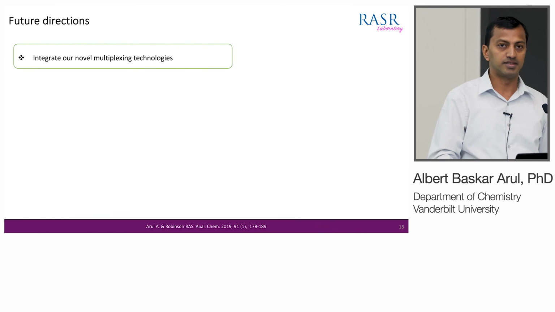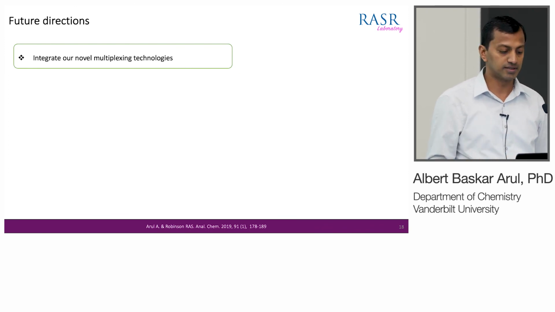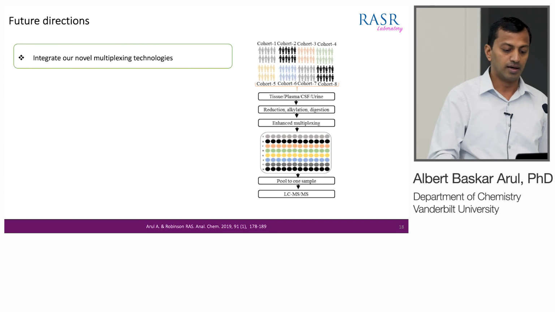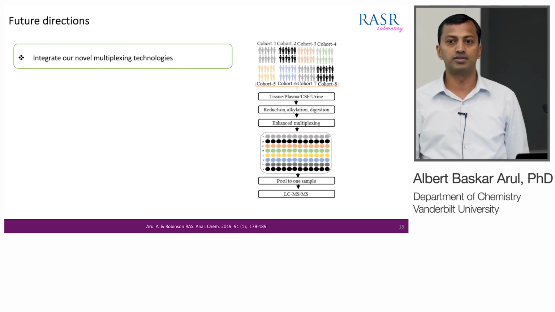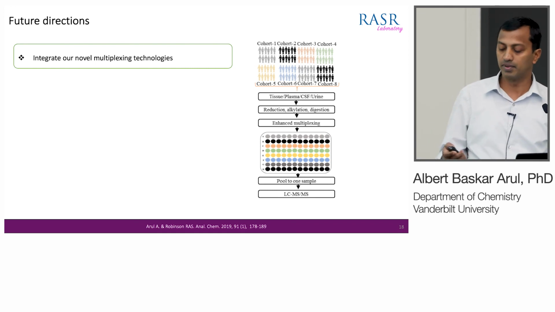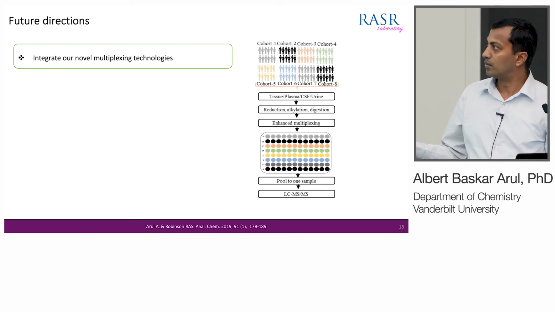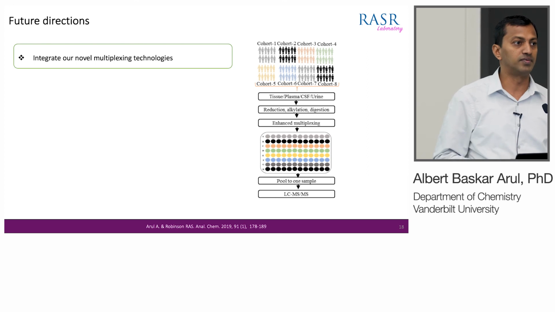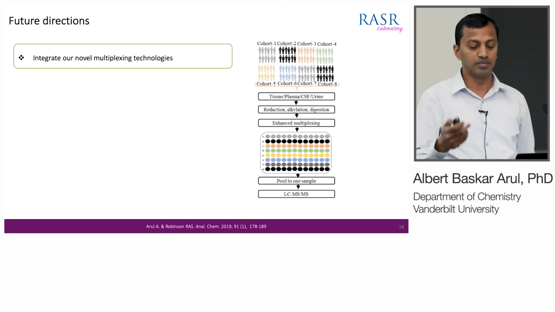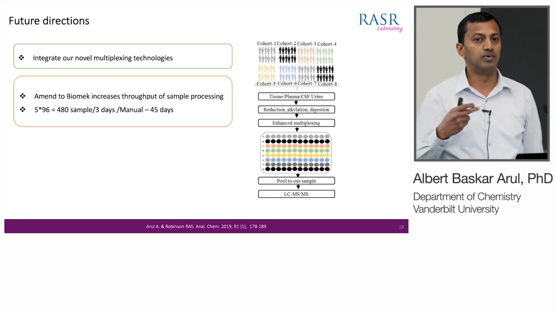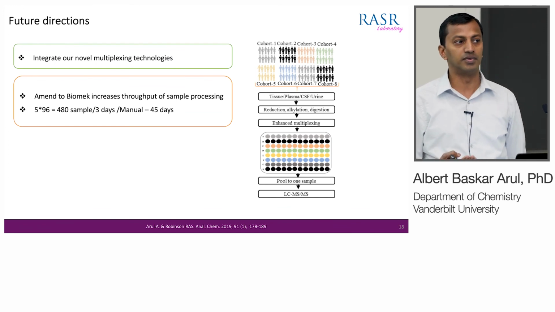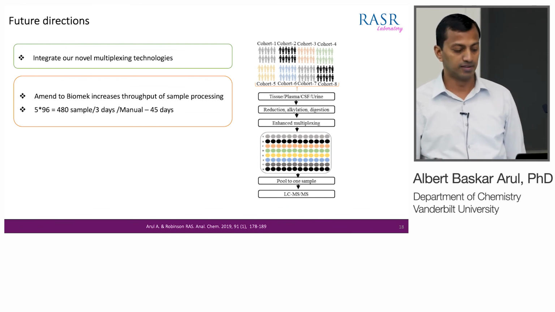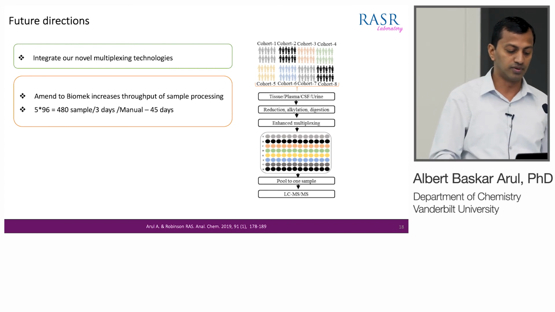Looking at future directions, we are trying to integrate most of our sample multiplexing strategies with Biomek. Right now we have a method developed for 24 samples. We are working with Beckman to optimize a 96-well plate format so that we can process 96 samples, and our ultimate aim is to work on 480 samples in a batch. If it is 480 samples, we can complete them in 3 days. That's what we are trying to move forward with.